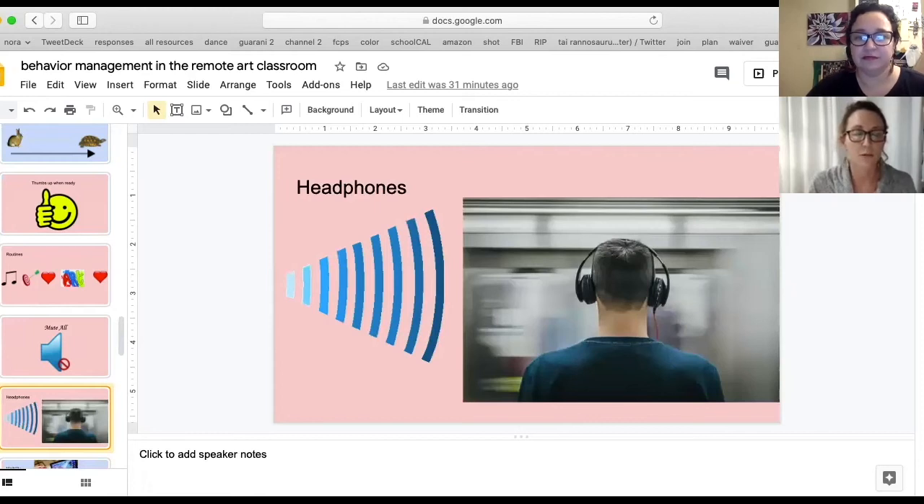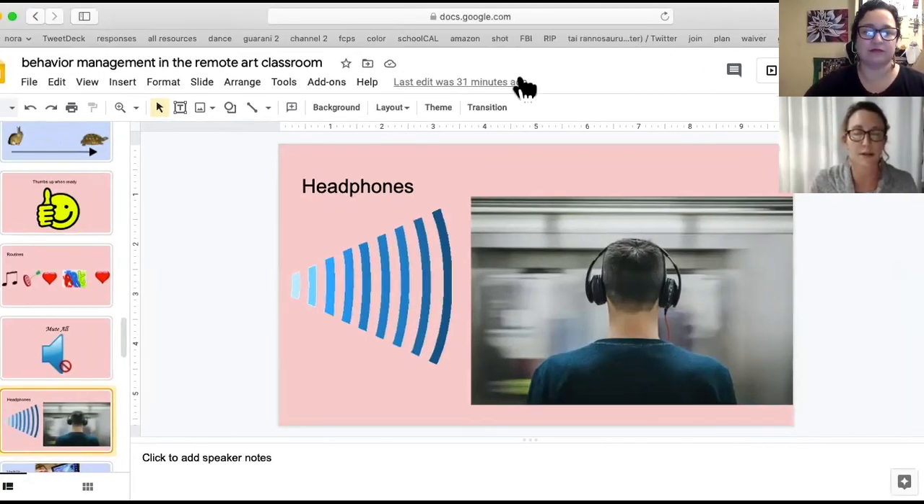So one thing we're really lucky in our district, they're providing headphones. So if you can suggest to students and families to get a set of headphones for your students, they will feel more successful immediately because they're only listening to that lesson.